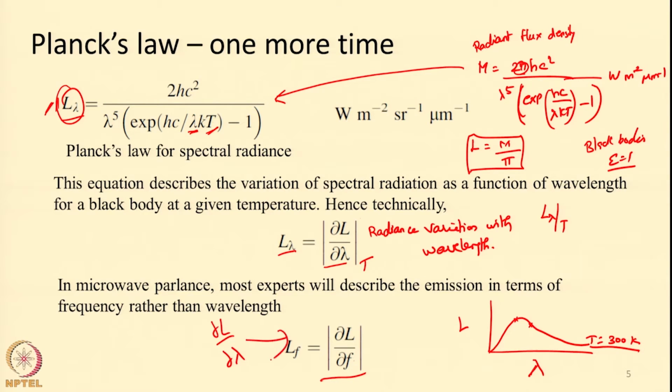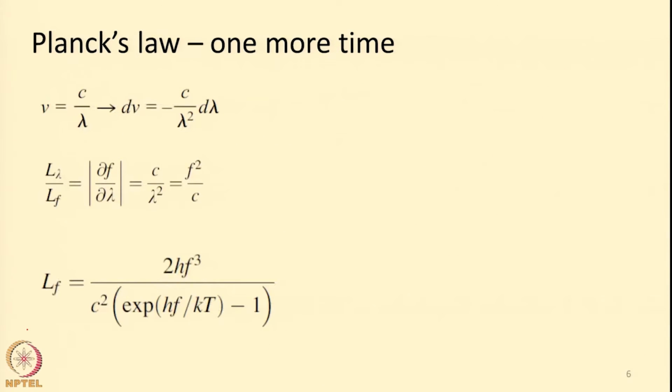We need to convert this into this. It may seem like a very straightforward operation just by replacing lambda with nu. We know the relationship, c = νλ, and using it we can replace, but it is not as straightforward. It is not a mere substitution of lambda with frequency; there needs to be a small mathematical operation in between. So, we will see how to do it. Once we do it, we will be in a position to calculate the radiance with a given frequency. So, what exactly do we have to do?